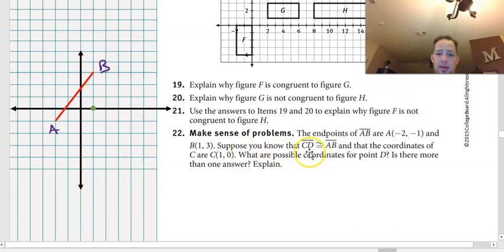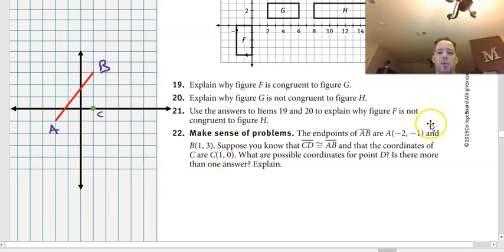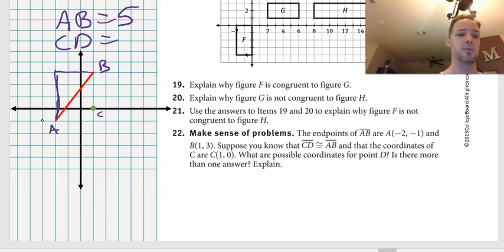Suppose you know that CD and AB are congruent. So I know they're congruent to each other. If the coordinates of C are at 1, 0, so this is point C right here, what are possible coordinates of point D? Okay, if they're congruent, they have to be the same length, which means if I found the distance here, I could use a little bit of Pythagorean theorem. Looks like changing x is 3, changing y is 4. Oh, that's convenient. This is a Pythagorean triple. So we end up getting that this is a 3, 4, 5 triangle. So AB equals 5. And if they're congruent, that means CD also has to equal 5.